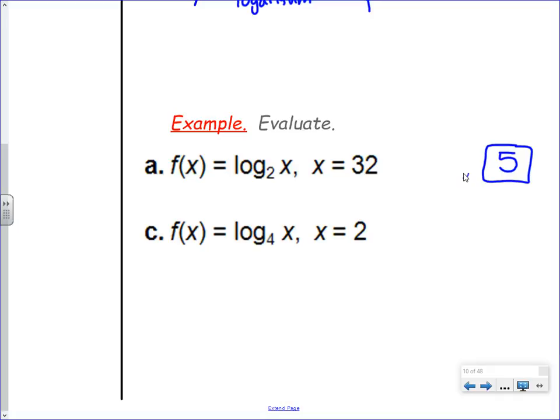Okay, so how about letter C? It's just letter C because it was C in the book. But do another one. What's log base 4 of 2? This must be like a weird decimal, so I'm having you use your calculators, right? There's no other way. Is it 0.5 or negative 0.5? It's 0.5, 1/2.